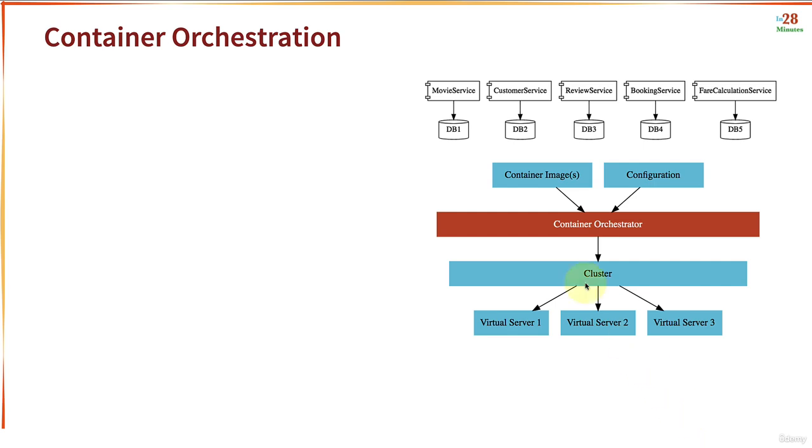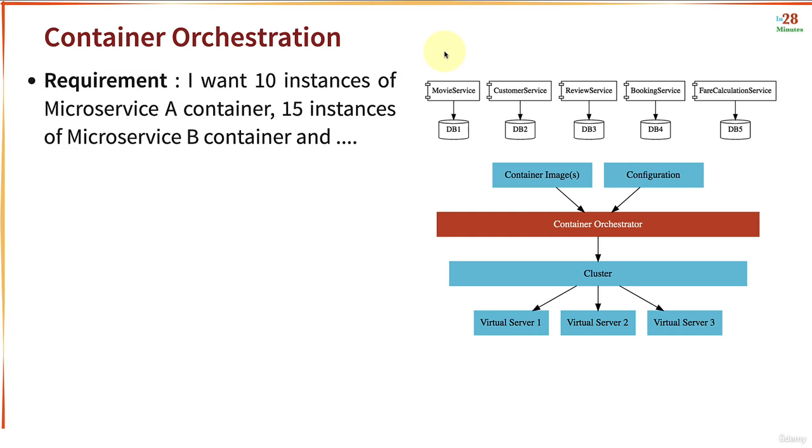Let's imagine that you have Docker images built for each of these microservices. So you have a Docker image for movie service, customer service, review service, booking service, and fare calculation service. Now you'd want to deploy them to a production environment. You'd want to be able to run these microservices in your production environment. The thing is, when you go for a microservice architecture, there are a number of complex needs. Let's look at one of these requirements. I'd want to be able to run 10 instances of microservice A container, 15 instances of microservice B container, and so on and so forth.